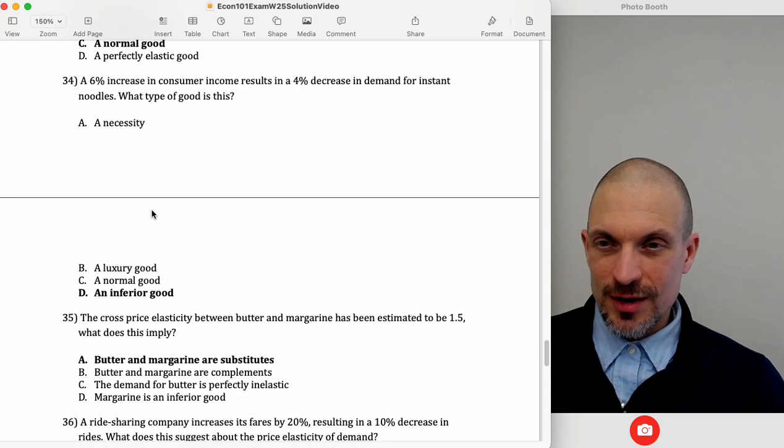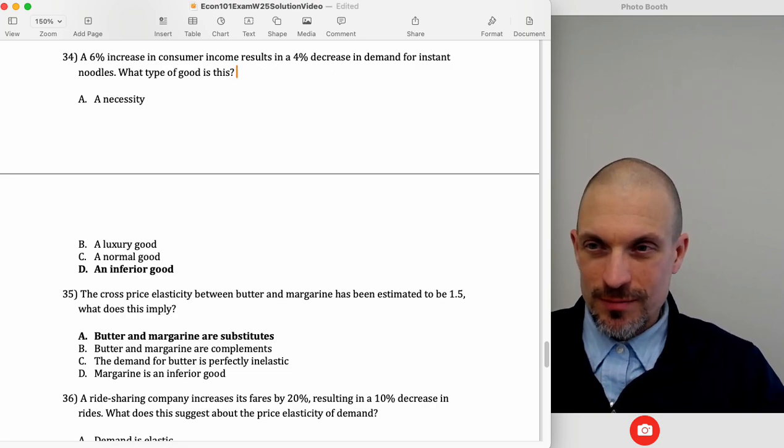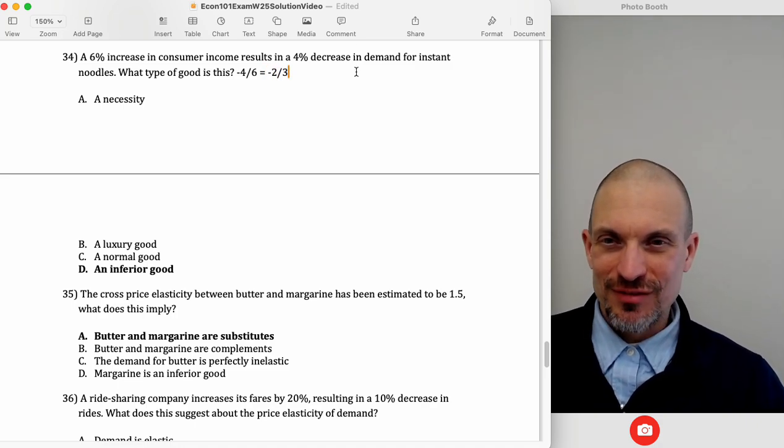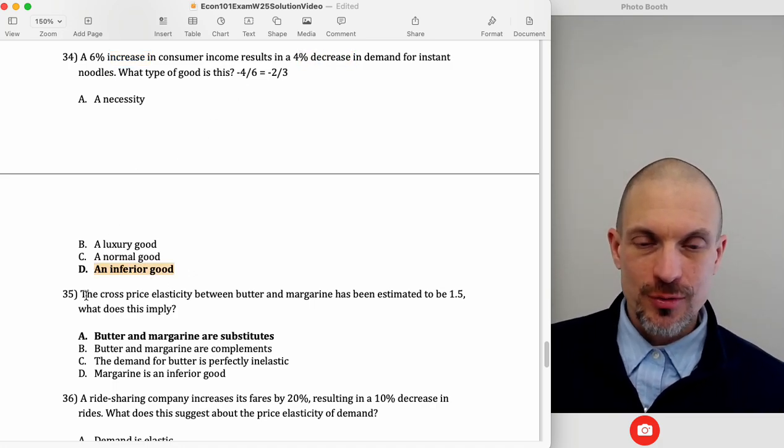A 6% increase in income results in a 4% decrease in demand for instant noodles. So we have a 6% increase in income, 4% decrease in demand. So this is minus 4 divided by 6. But we don't care about any of that. It's going to be minus 2/3. The negative gets us there. So increase with decrease tells us, that's all we need. The negative sign tells us that we have an inferior good.